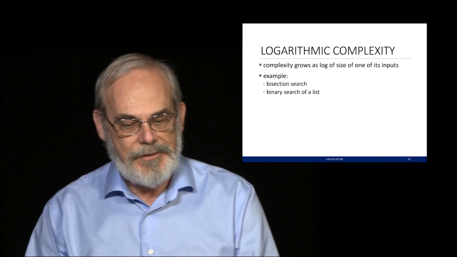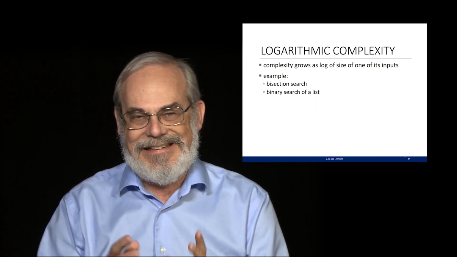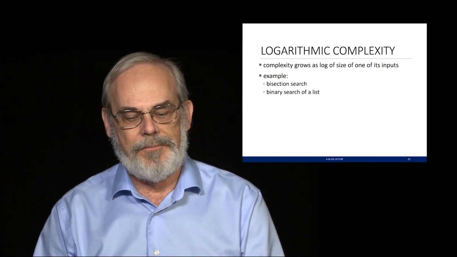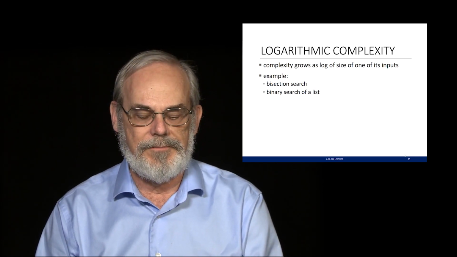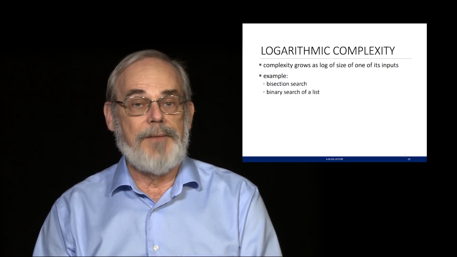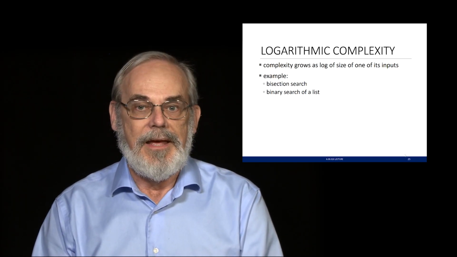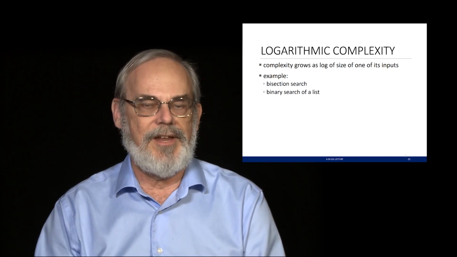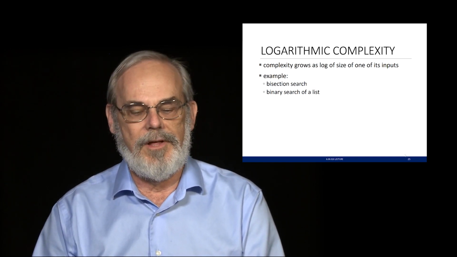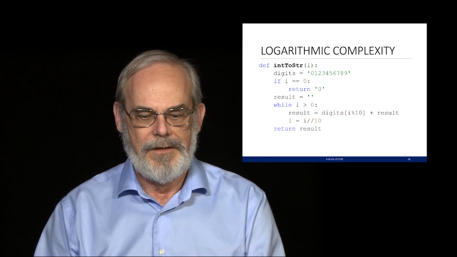Logarithmic complexity, on the other hand, is something that's going to be very nice. These are very efficient algorithms. Here, the complexity grows as the log, or logarithm, of the size of one of its inputs. Standard examples are bisection search, or a binary search of a list. Anything that divides the space of the search in half at each step is a nice characteristic of a logarithmic complexity algorithm. So let's look at a little example here.